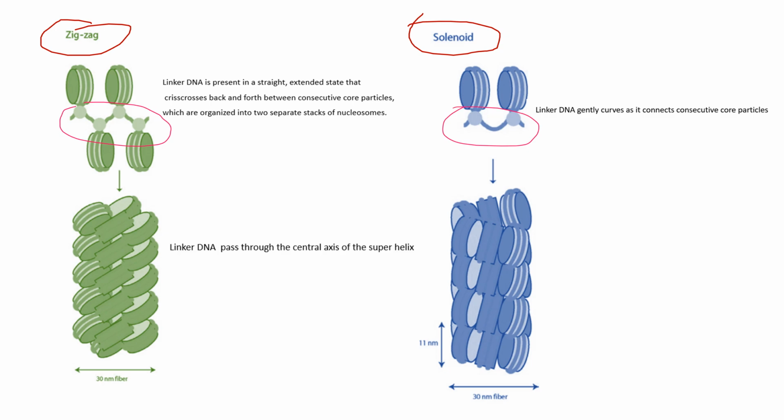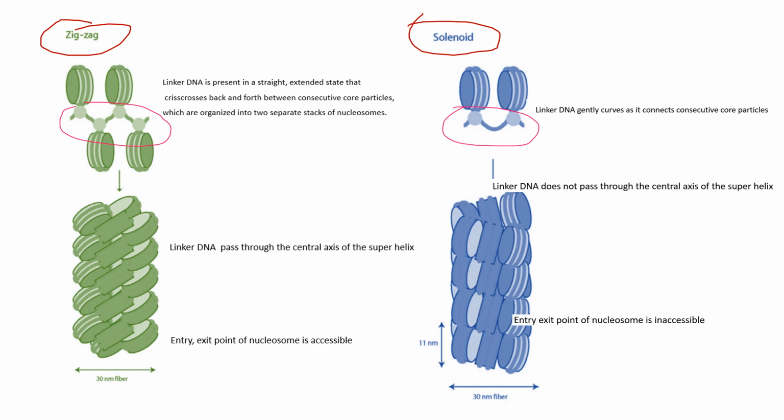Another difference is that linker DNA passes through the central axis of the superhelix in the case of the zigzag model, but in the solenoid model, linker DNA does not pass through the central axis of the superhelix. In the zigzag model, the entry-exit points of the nucleosome are accessible. In the solenoid model, the entry-exit points of the nucleosome are inaccessible.